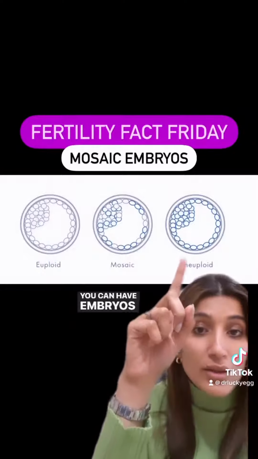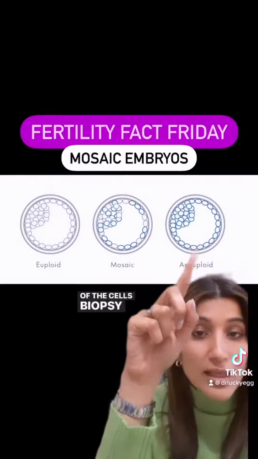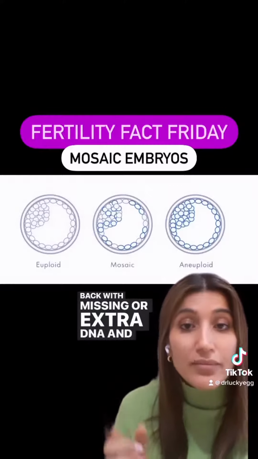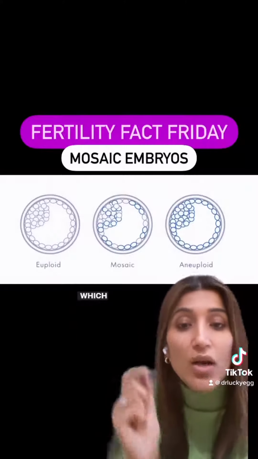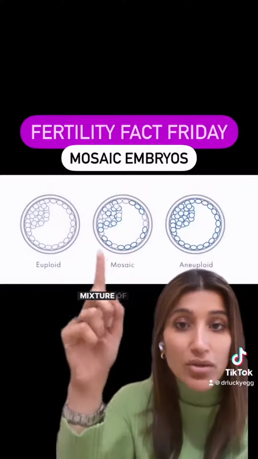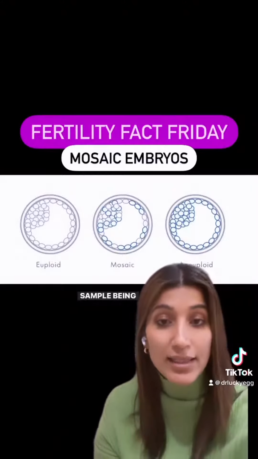You can have embryos that are aneuploid or abnormal, where all of the cells biopsied from the outer part of the embryo come back with missing or extra DNA. And then you can have mosaics, which is kind of like an in-between result, resulting from a mixture of normal and abnormal cells being detected in the sample being tested.